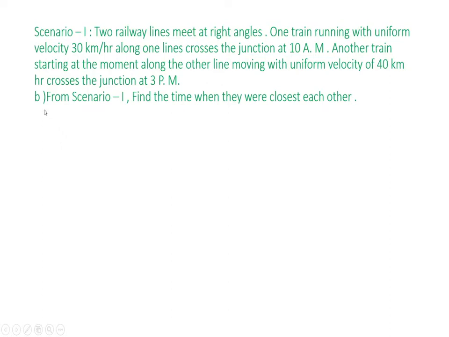Now we solve B using scenario 1. Two railway lines meet at right angles. One train running with uniform velocity 30 km per hour along one line crosses the junction at 10 am. Another train starting at the moment along the other line moving with uniform velocity of 40 km per hour crosses the junction at 3 pm. Find the time when they were closest to each other.